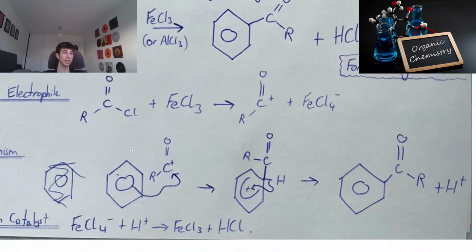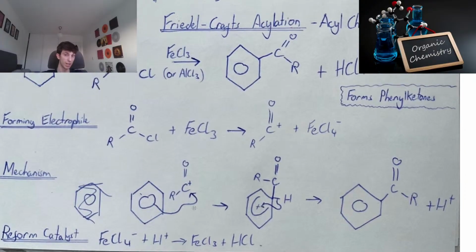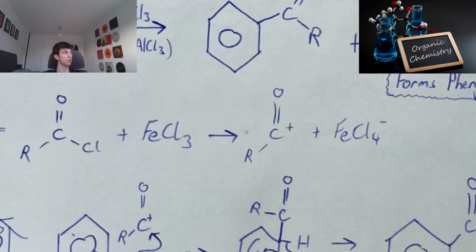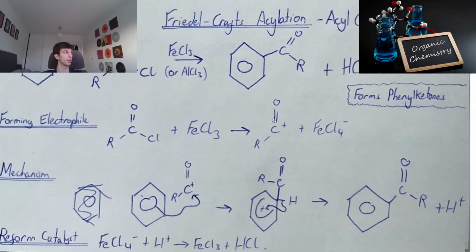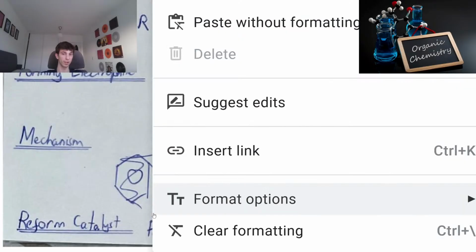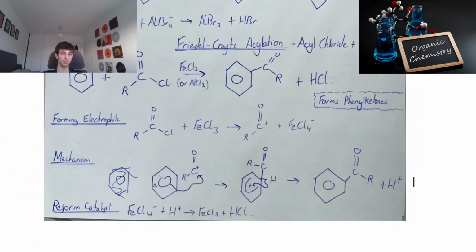This is electrophilic substitution. Why is it electrophilic substitution? Because we have an electrophile, an electron pair acceptor. It's positively charged. It wants some electrons to lose that positive charge. Electrophilic substitution. Benzene is too stable for electrophilic addition.